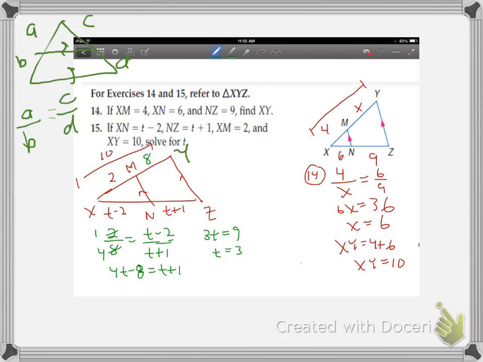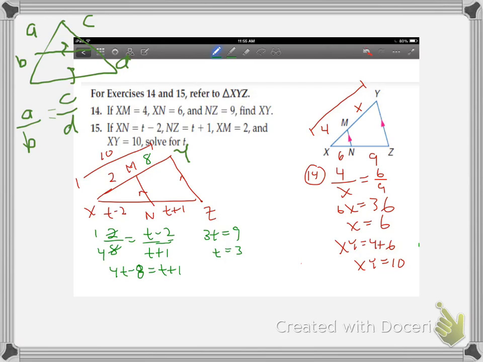We have MN is parallel to YZ, so it must divide XY and XZ up into parts that are proportional. Letting the length of MY be X, then we get 4 over X equals 6 over 9 from the given information. Cross multiply and solve. X is 6, which means the length of XY is 4 plus 6 is 10.